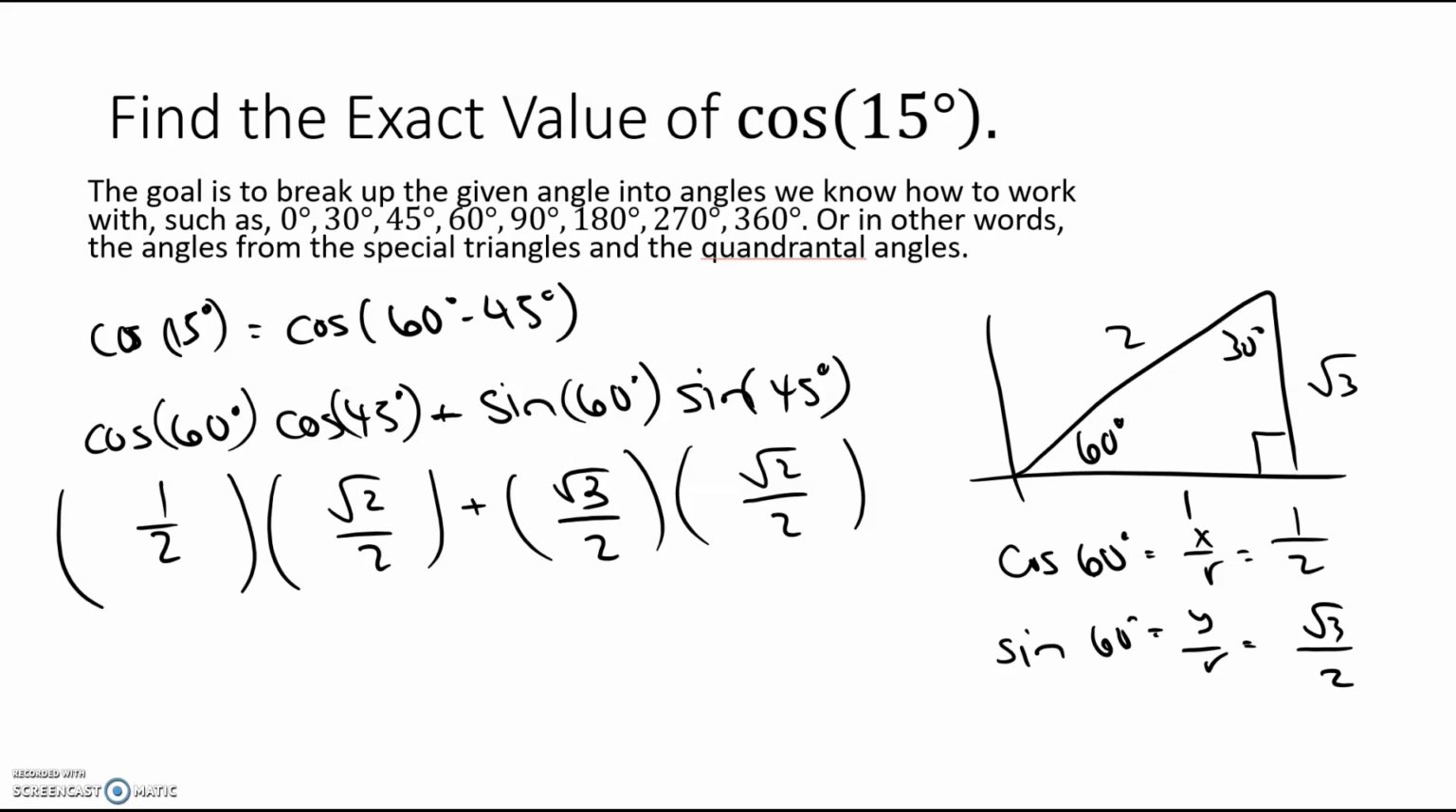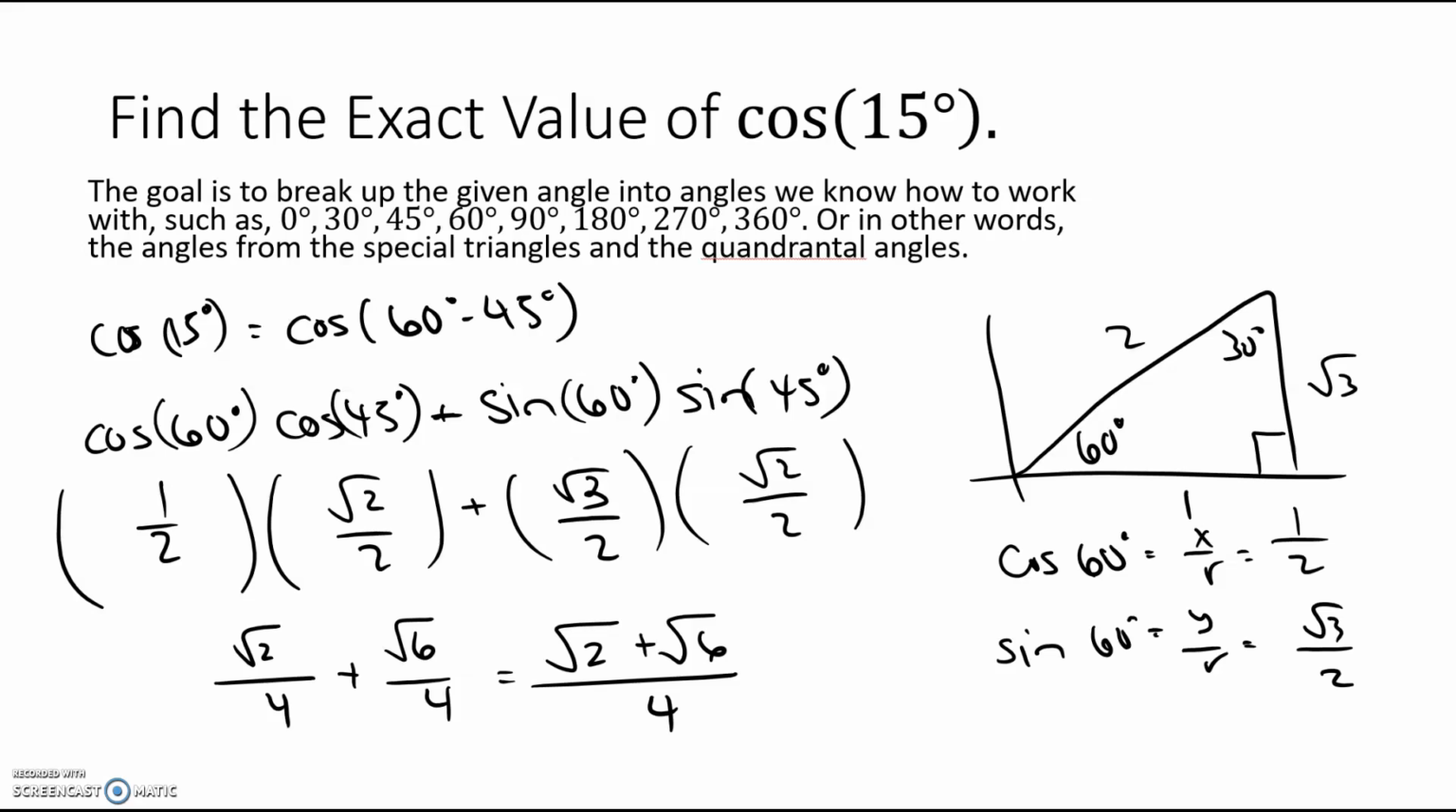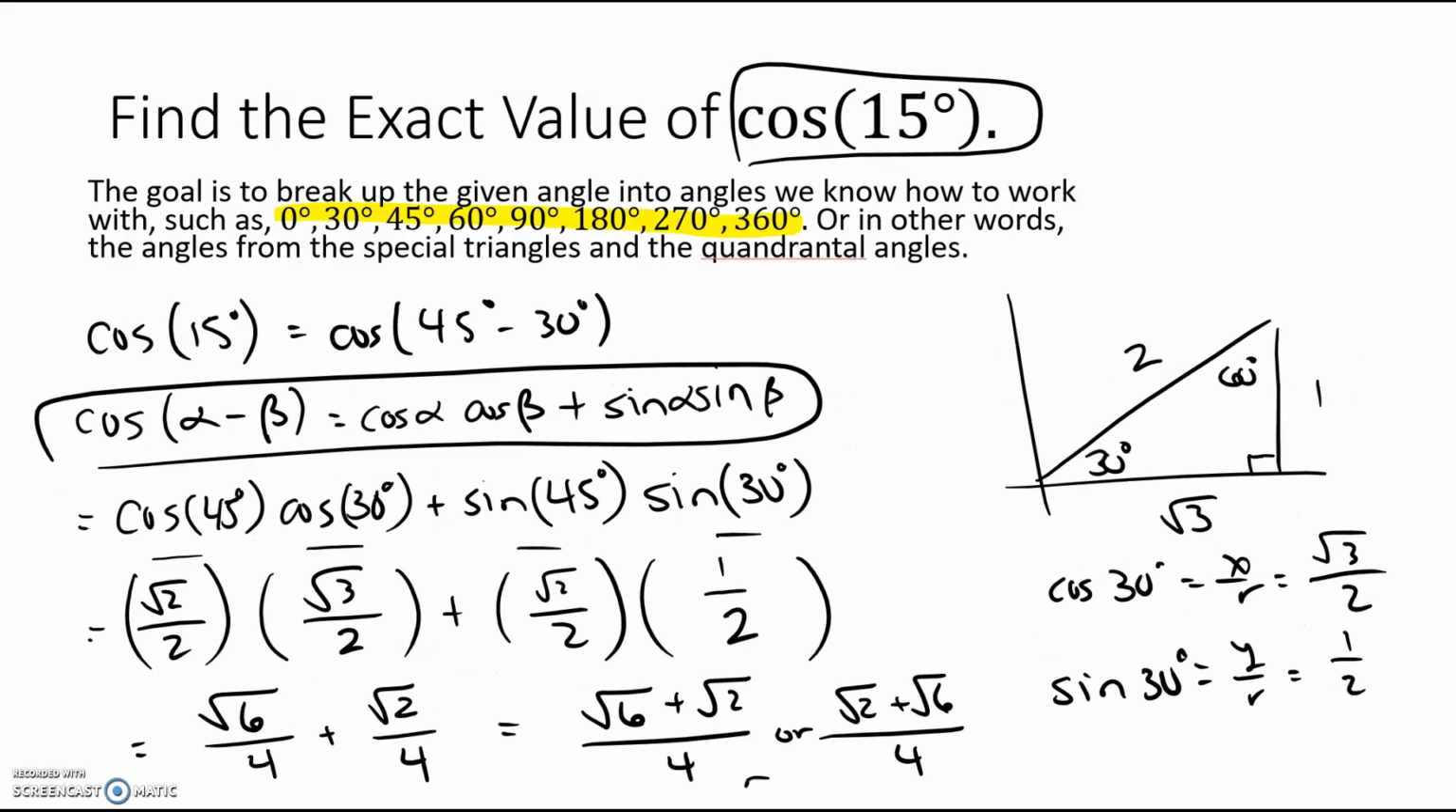Okay, 1 times square root of 2 is square root of 2. 2 times 2 is 4. Square root of 3 times square root of 2 is the square root of 3 times 2, or 6. 2 times 2 is 4. They have the same denominator, so it'll be square root of 2 plus the square root of 6 all over 4. And I mentioned over here that you can switch these two, actually the top numbers.